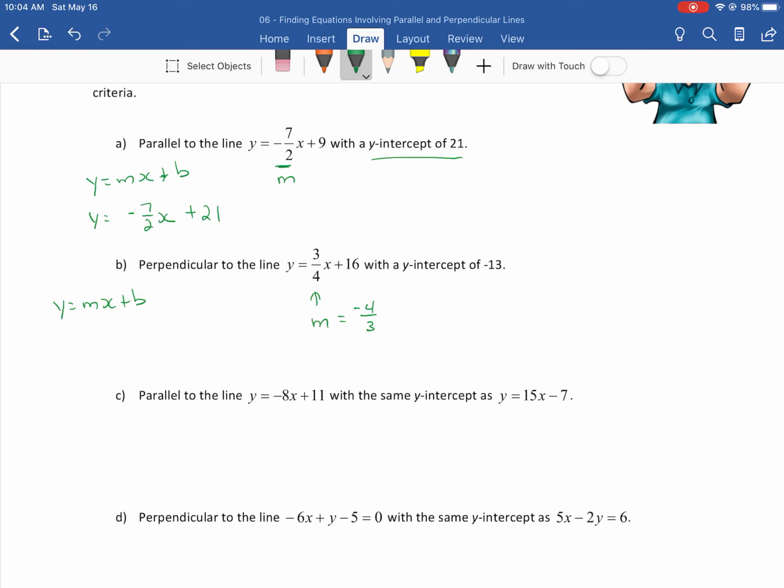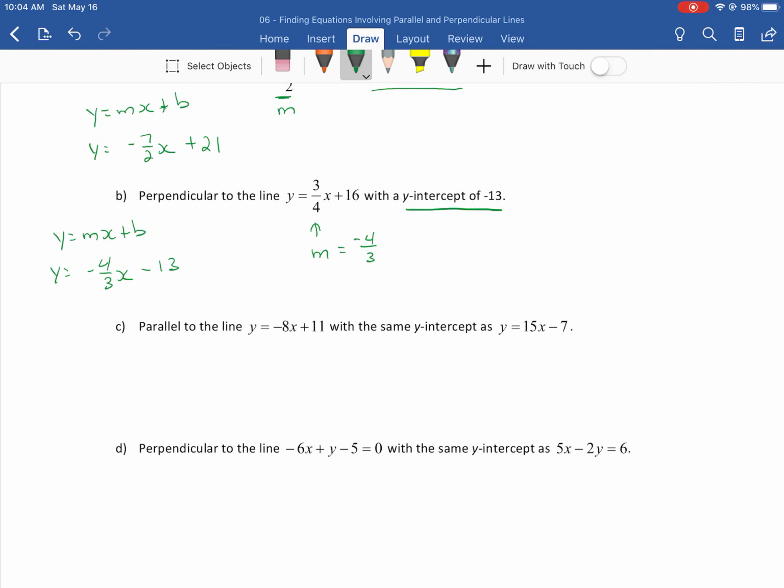If it's positive, it becomes negative. If it's negative, it becomes positive. Well, that didn't take me long. Now I know the slope that I want is -4/3. And again, in this question, they made my life pretty easy. They told me what the y-intercept was, so I just write that in there with a -13.